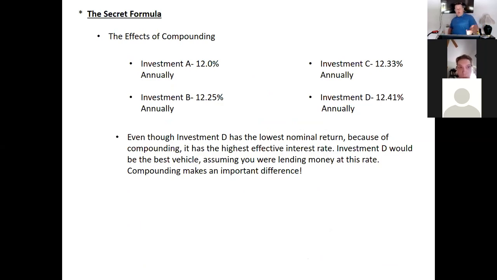If we look here, 12% in investment A is already represented as an annual rate. Investment B would be 12.25% annually. Investment C would be 12.33% annually, but investment D is actually 12.41% annually. So it has the lowest nominal return, but because of compounding, has the highest effective interest rate. And investment D would be the best vehicle, assuming you were lending money at this rate.